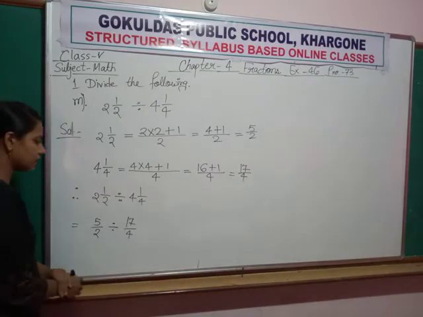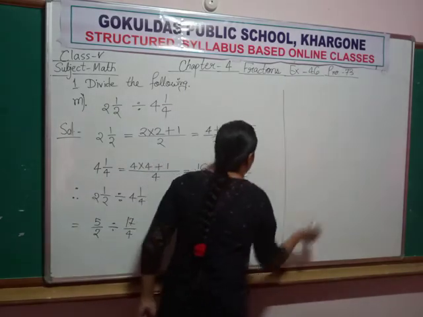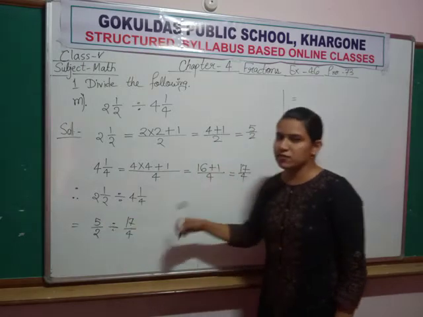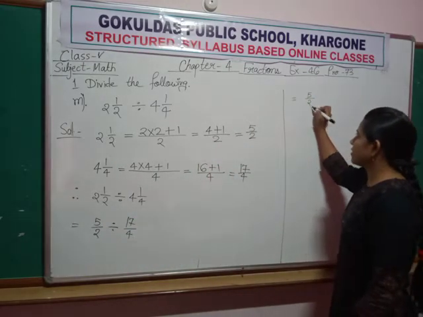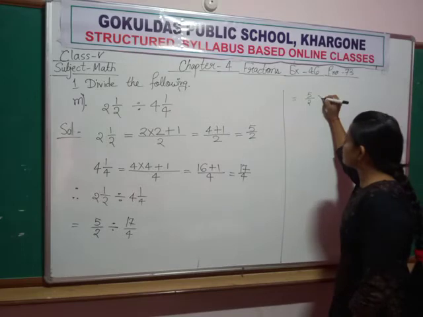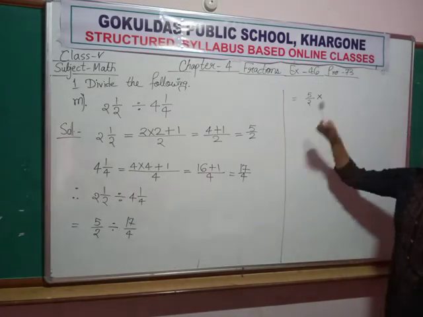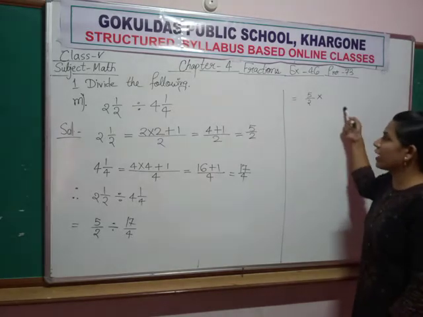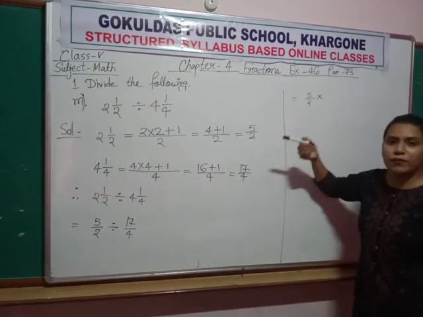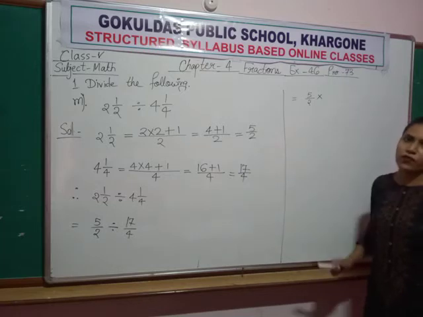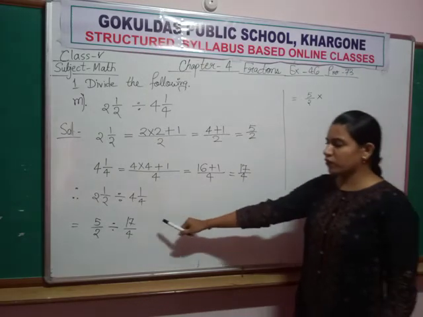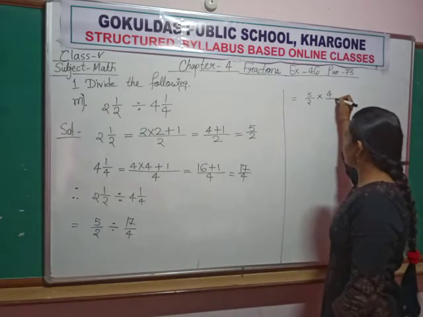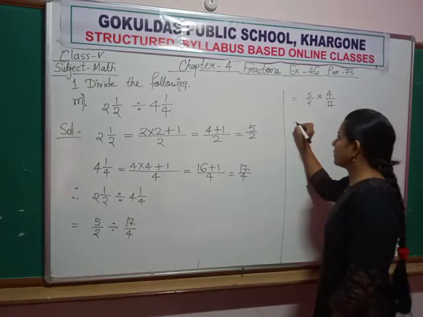And how do we divide it? I am doing the remaining part here. How do we divide? We write the dividend as it is. So 5 upon 2 is written as it is. Then I will replace the division symbol with the multiplication symbol. And at the place of the divisor, what will I write? I will write the multiplicative inverse of 17 upon 4. So the multiplicative inverse of 17 upon 4 is 4 upon 17. So I will write 4 upon 17 here.